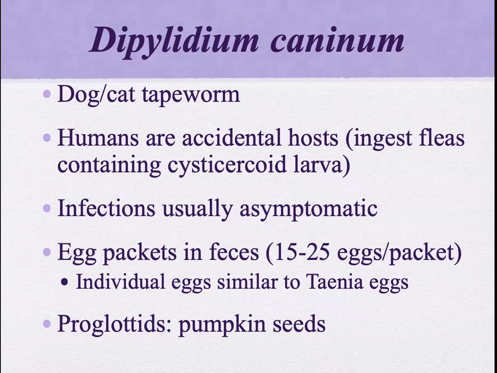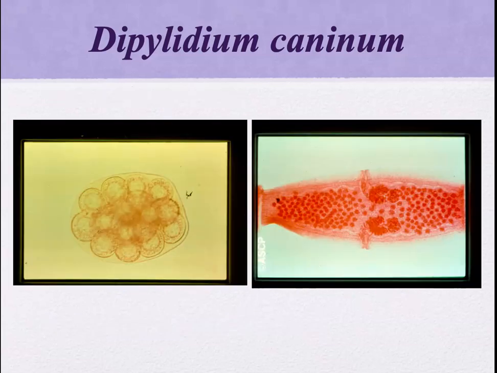The eggs and proglottids are unique, and that's how we're going to diagnose Dipylidium caninum, by the eggs or gravid proglottids. The eggs exist in packets. So normally all the eggs we've seen so far exist singly in the feces. These actually exist in packets. So there's about 15 to 25 eggs per packet. Individually, they may resemble Taenia eggs in size and in shape, but there are no radial striations for Dipylidium caninum.